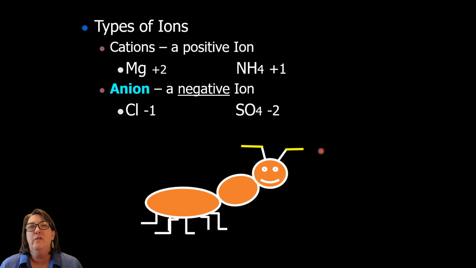Anions are negative, so if you think of an ant with the little antennas, anion is going to be negative. That means I have more electrons than protons.